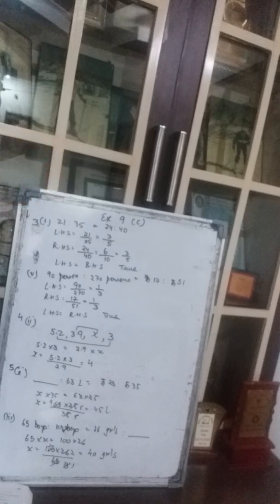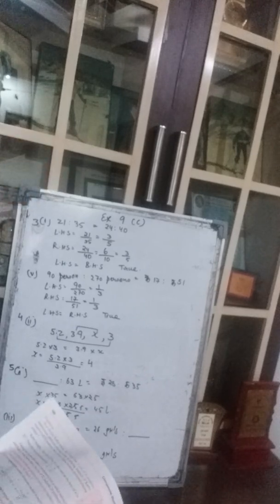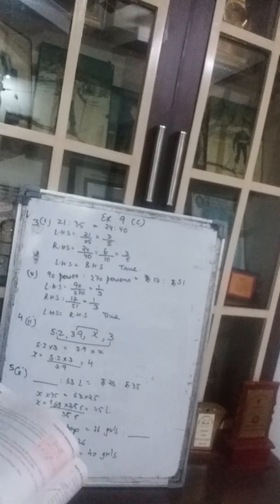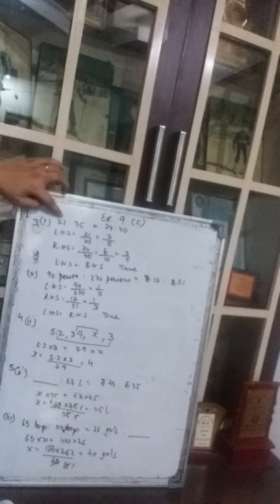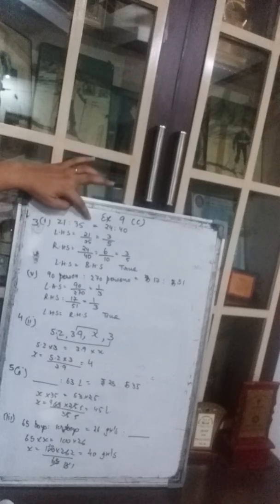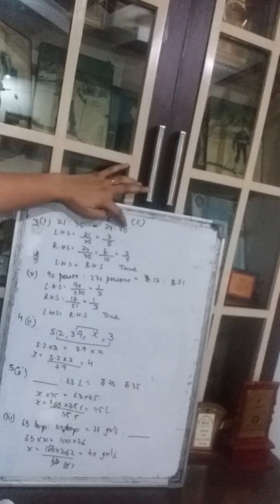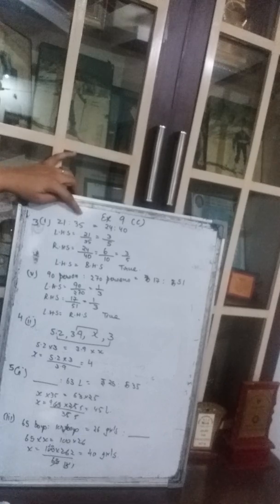The third question says that you have to write true or false against each of the following statements. So here let's do the first part and the fifth part. The first part says 21:35 is equal to 24:40. We have to confirm whether this is true or not.